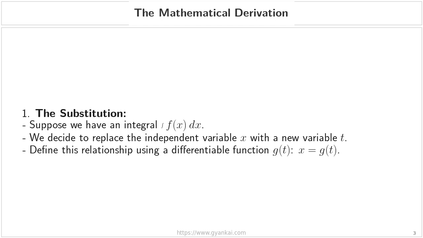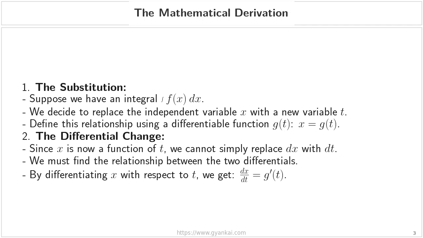The mathematical derivation. Point 1. The substitution first. Let's start with a general integral. Integral of f of x with respect to x, we represent this mathematically as integral f of x dx. Now the core idea is to replace our original variable, x, with a new variable, t. We don't just pick t randomly, though. We define a relationship between x and t using a differentiable function, which we'll call g of t. This means we say x equals g of t. Think of g as a transformation function that converts t into x.